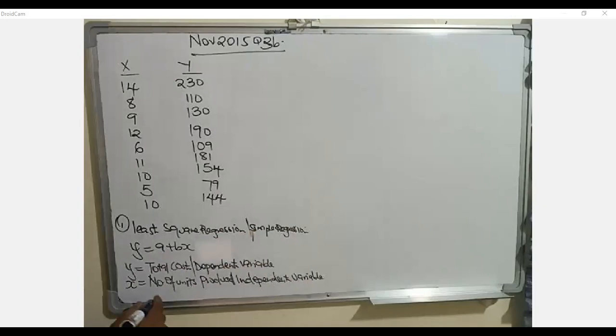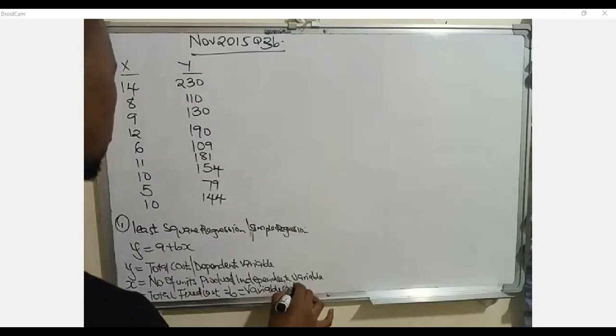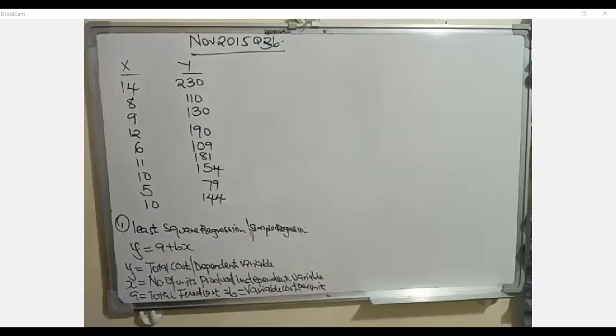Then we have our a, which is the total fixed cost. And then my b will be the variable cost per unit. The variable cost per unit is our b.